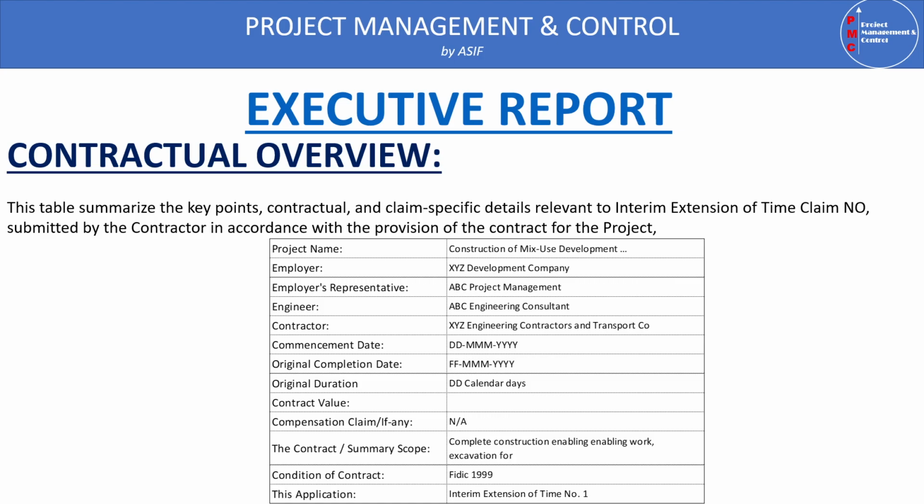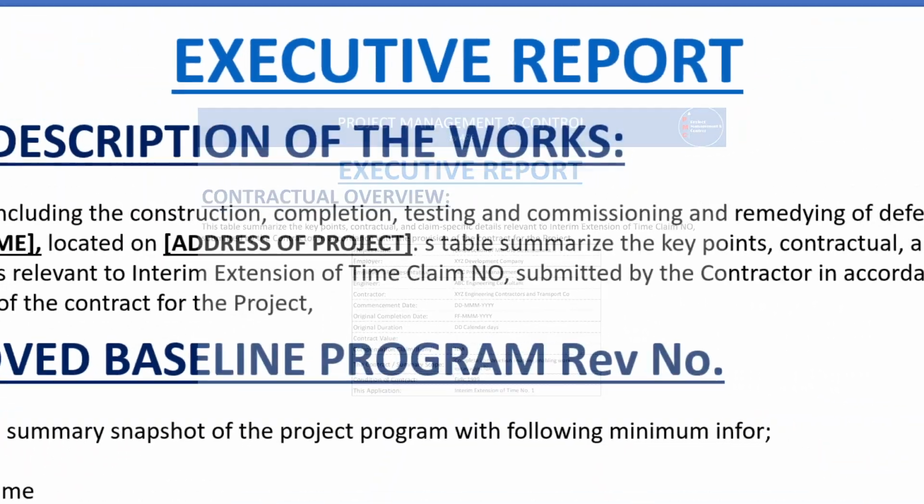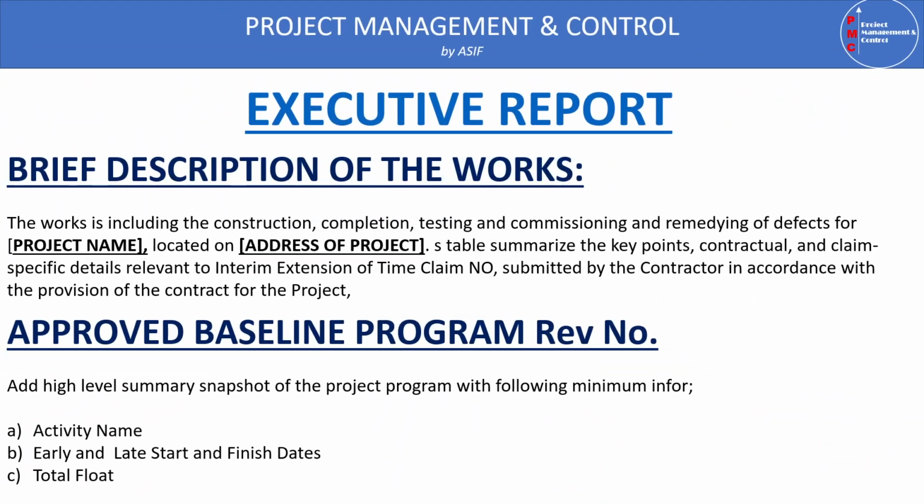You can mention here a major subcontractor name if it is a nominated subcontractor, and the condition of contract, which condition you are using, for example FIDIC 99. This application is in time extension, time claim number what? If number one, you will mention number one, or whatever else, you have to mention it appropriately. Then the brief description of work we discussed a little before, and then the approved baseline program. You have to attach the baseline program snapshot to convey and communicate the dates with the engineer or the client.